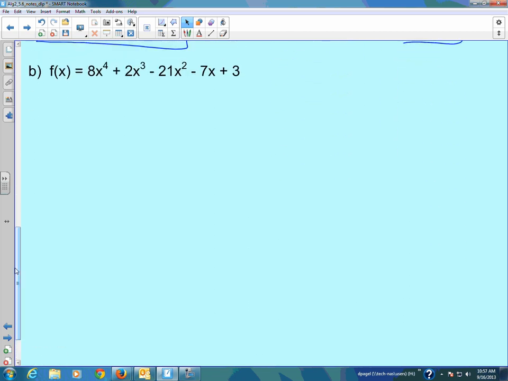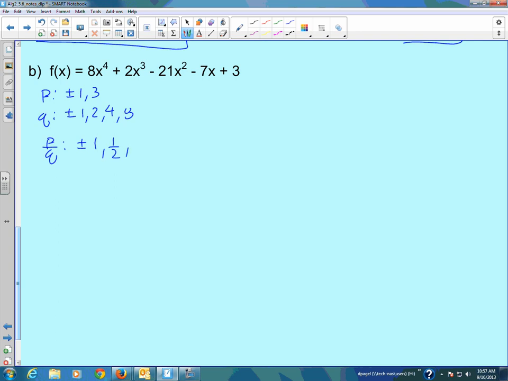And then here's our last one. We're going to go real quick on this one. P's, 1 and 3. Q's, 1, 2, 4, 8. And then P over Q's, plus or minus 1, 1 half, 3, 3 halves, 3 fourths, 3 eighths. So those are my testing points.